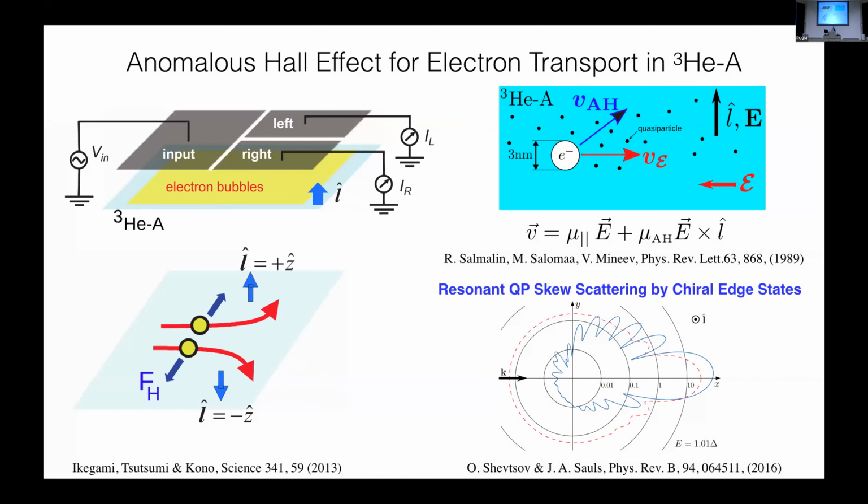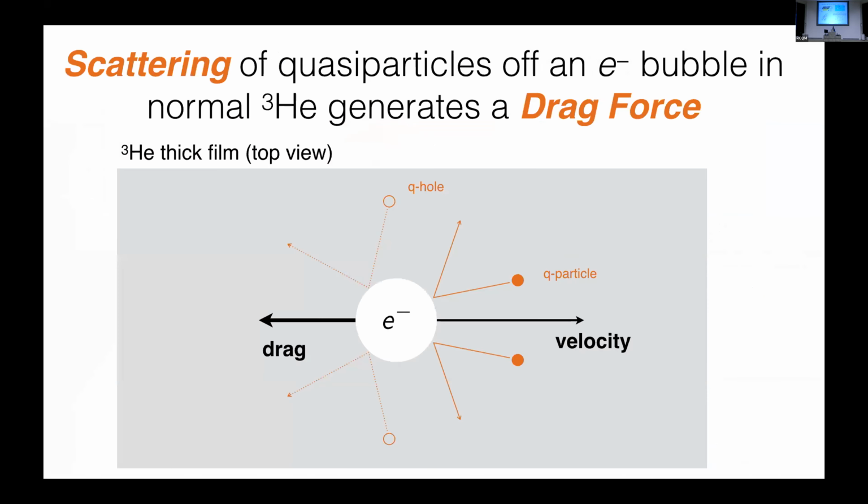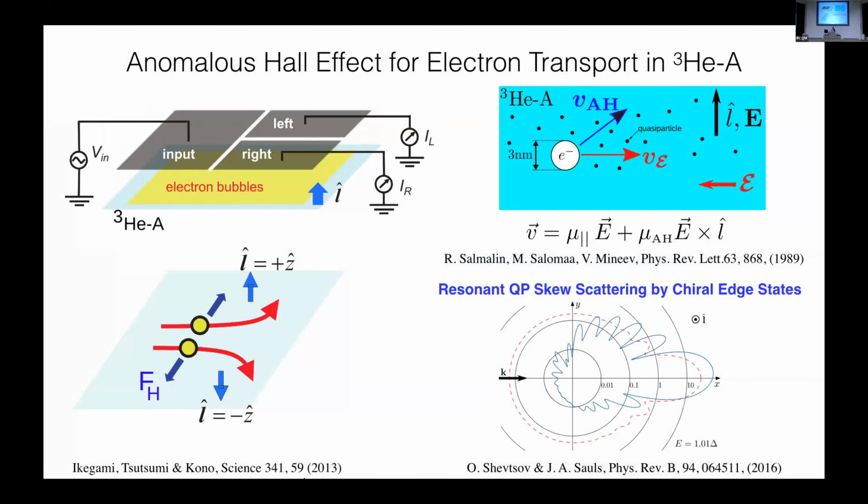So the discovery of anomalous Hall transport. Yes. The discovery of anomalous Hall transport of electron bubbles in the A phase by Hiroki Ikegami and Kimitoshi Kono at Riken revealed the chiral nature of helium-3.